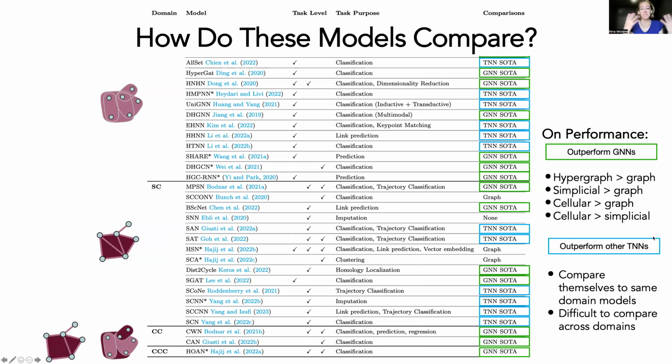And also in blue, they often compare themselves to other TNNs of the same domain. So for example, this line, which is a hypergraph neural network, will perform better than the hypergraph neural networks that came before it. But there is no across-domain comparison. In the hypergraph neural network literature, they won't compare themselves to the simplicial complex literature. And so if we want to answer the question, how do these models compare across domains? We need a special benchmark tool.